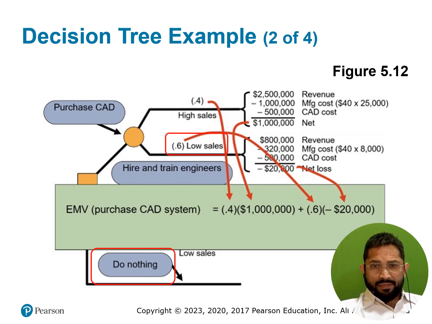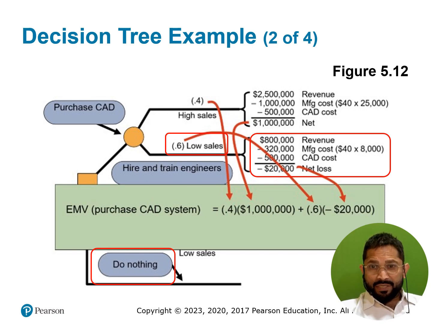For low sales, 0.6 probability, the revenue is $800,000, which might be from selling 8,000 units at $100 each. The manufacturing costs are $320,000, again perhaps $40 per unit. The CAD system costs $500,000, and the net outcome from low sales is a loss of $20,000.